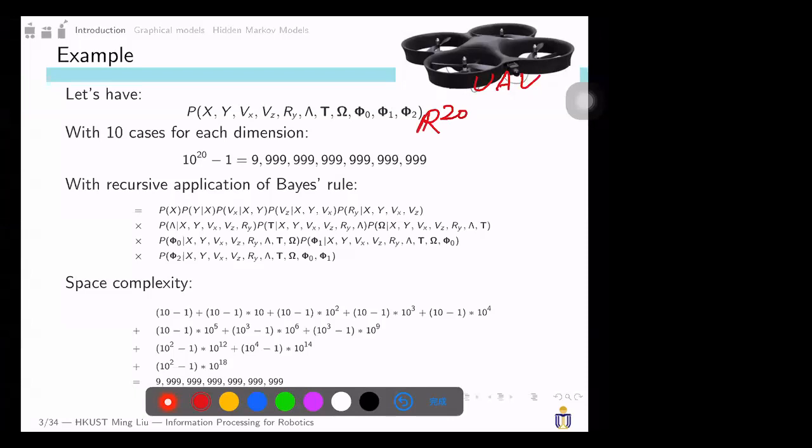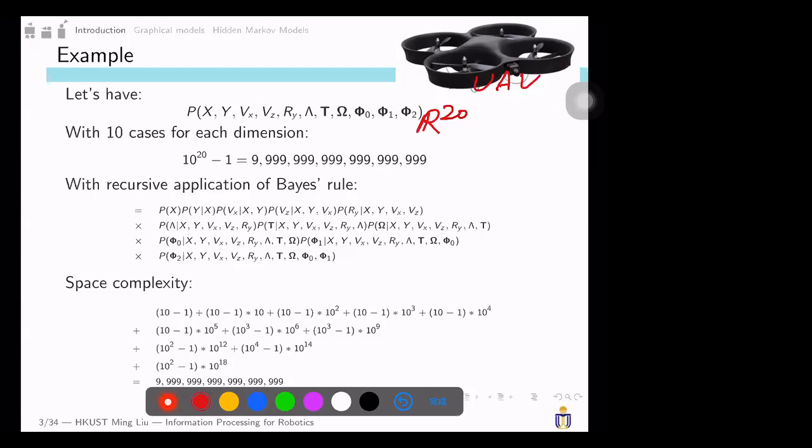And for each cell in this 20-dimensional world, you will write in a number, and you sum all these numbers up, you get 1, right? So this is a huge space, right? This is a huge space.